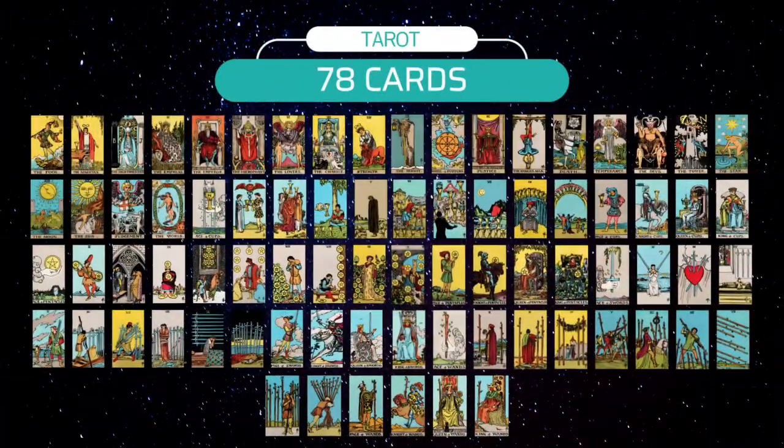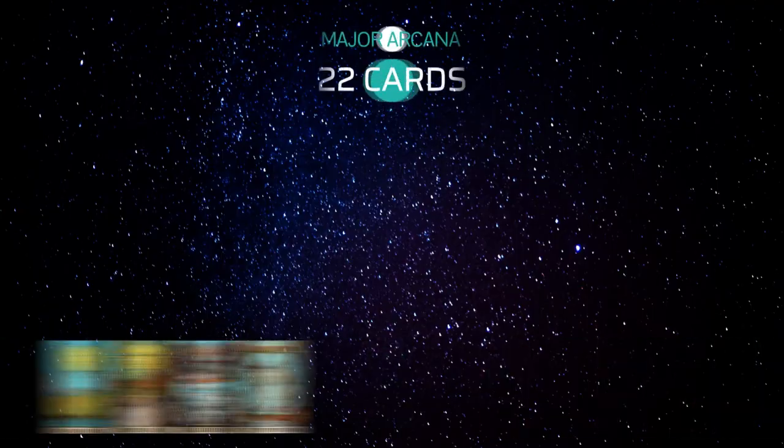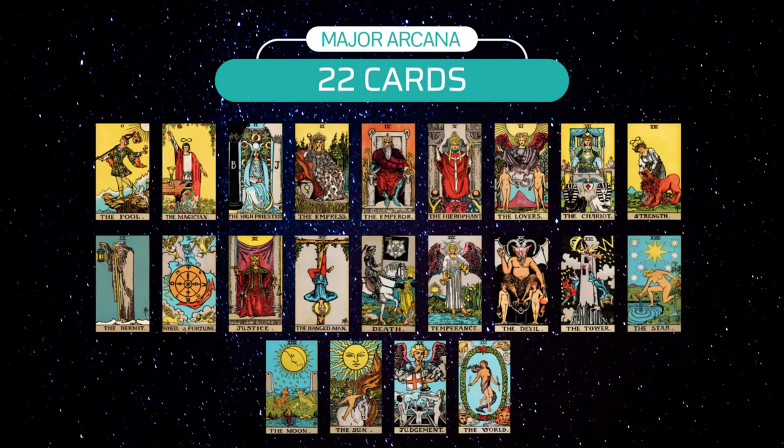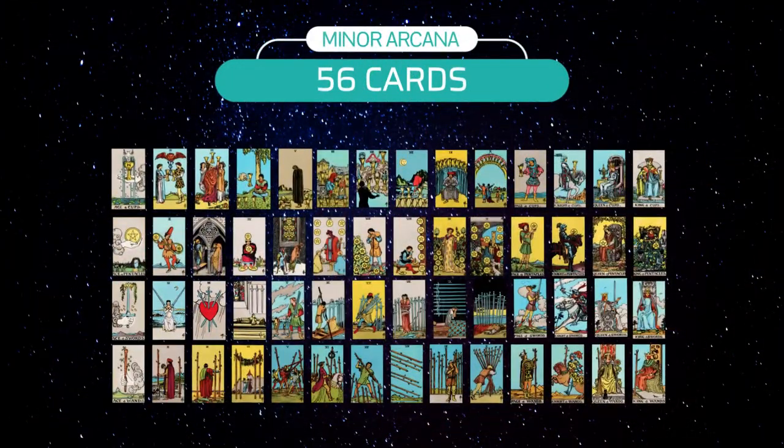A standard tarot deck contains 78 cards, and the tarot cards are divided into two main groups. One group is the major arcana, which are the first 22 cards of the deck and contain major life lessons, karmic influences, big archetypal themes, and cycles that influence your life and your soul's journey. The other group is the minor arcana. These are the remaining 56 cards of the tarot deck, and they contain aspects and events that we go through in our daily lives.